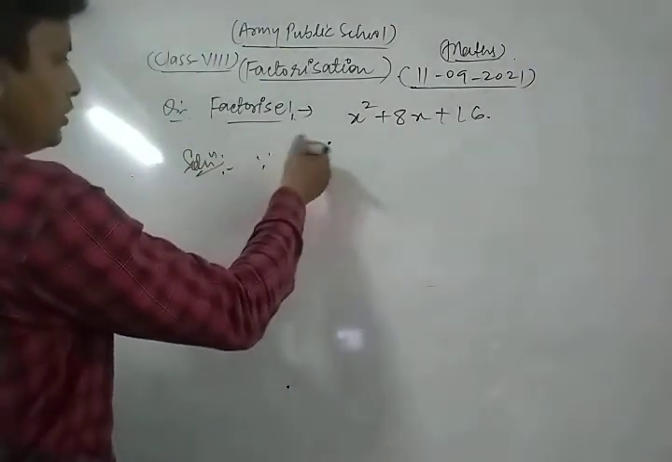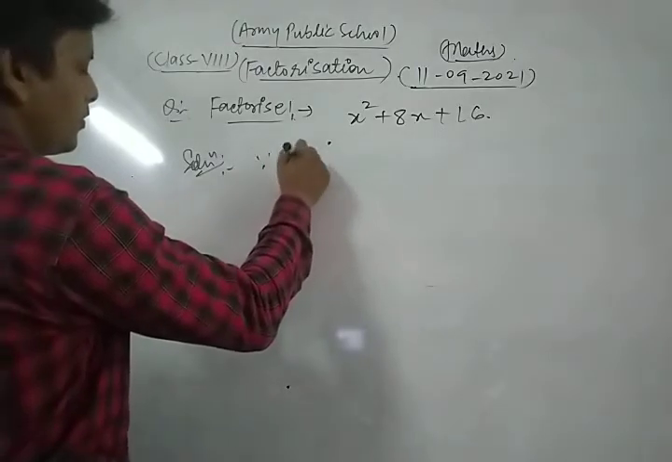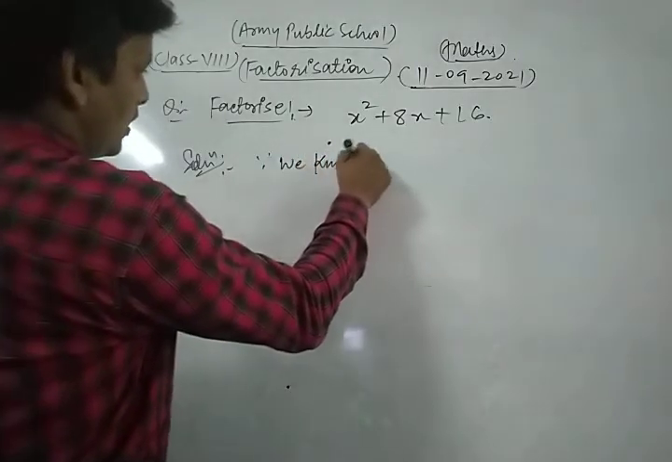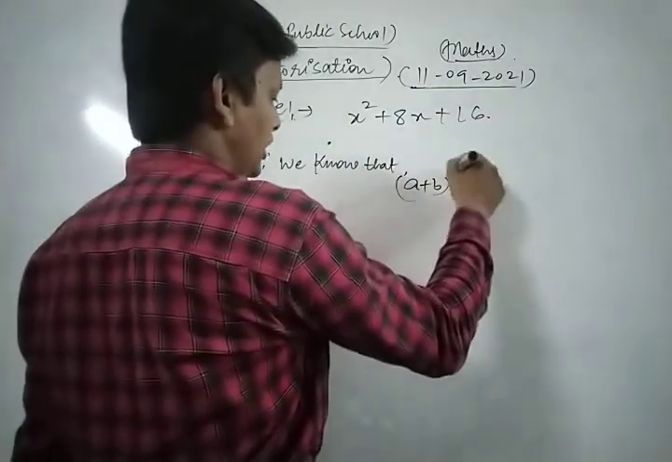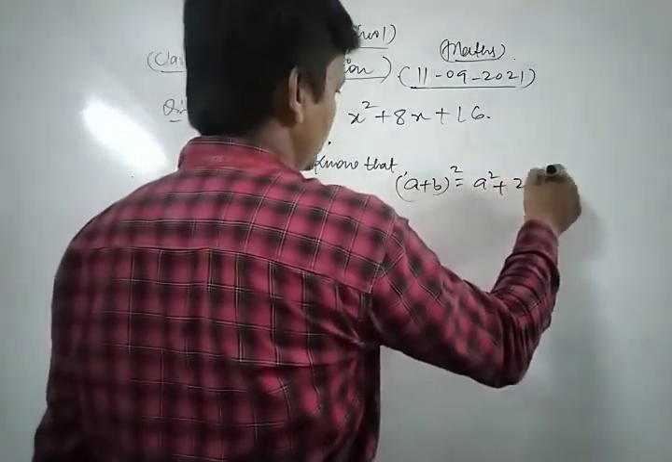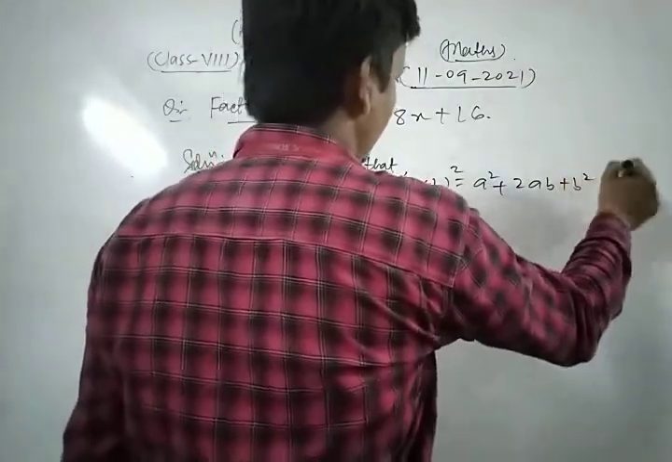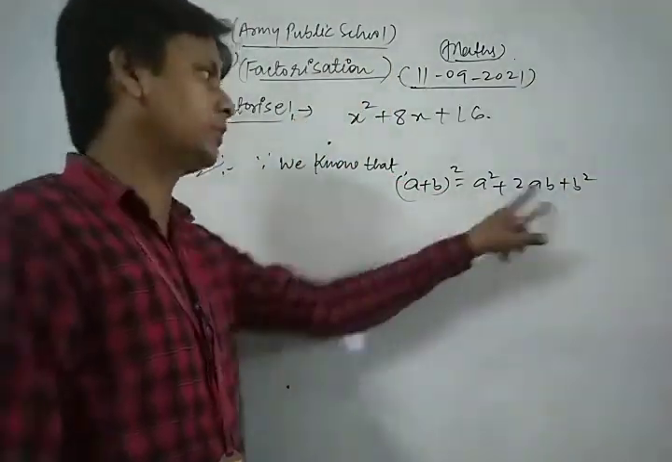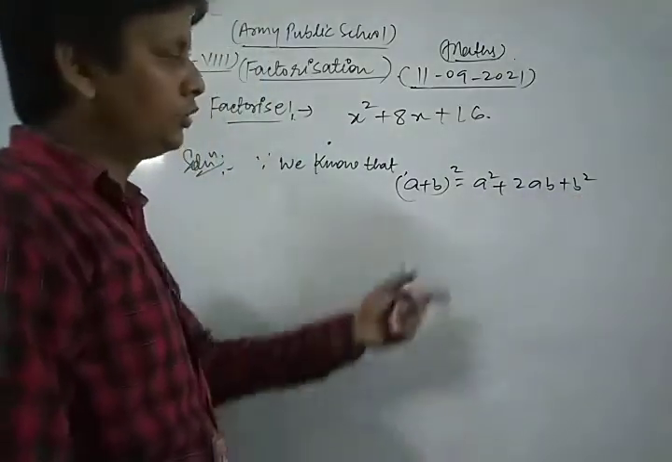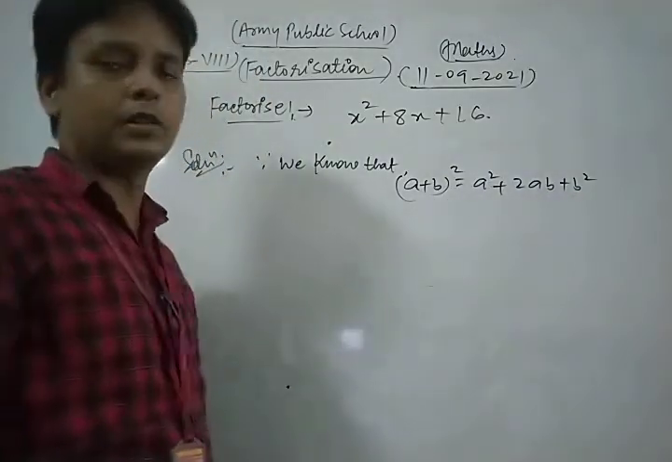So since we know that a plus b whole square is equal to what? A square plus 2ab plus b square. This is your algebraic identity. Just to discuss it, it means a square plus b square plus 2ab, or you can write a square plus 2ab plus b square.